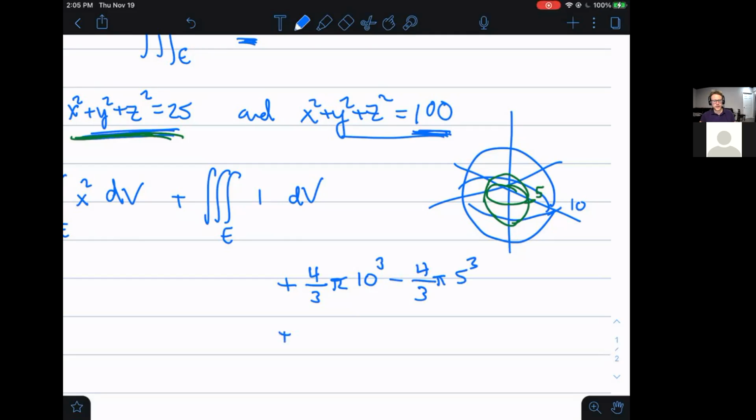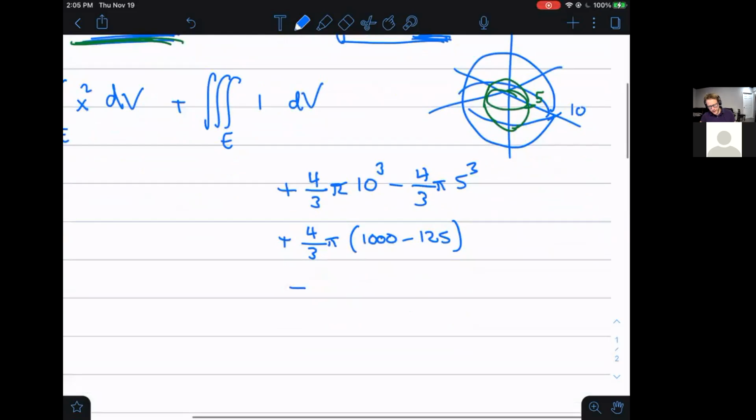And so this bit becomes very fast. You get 4/3 pi, and you can factor that from both. 10 cubed is 1,000, and 5 cubed is 125, I believe. So this ends up just being 4/3 pi and 875. Now you don't really have to worry about that, so we'll go ahead and add it at the end. But that's just fine as is.